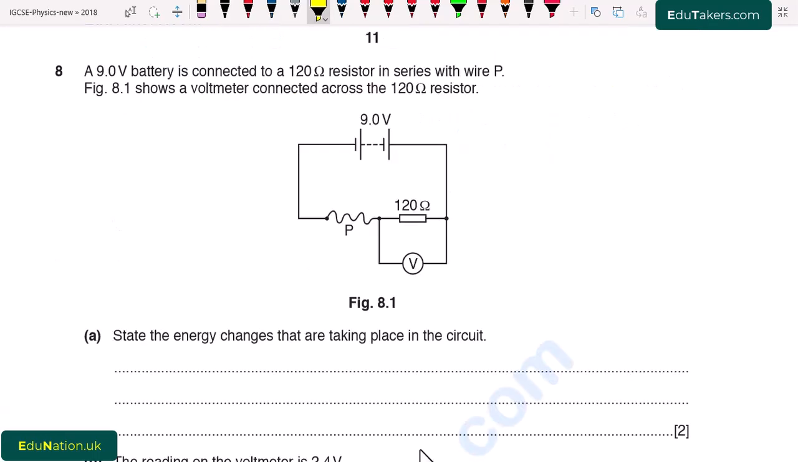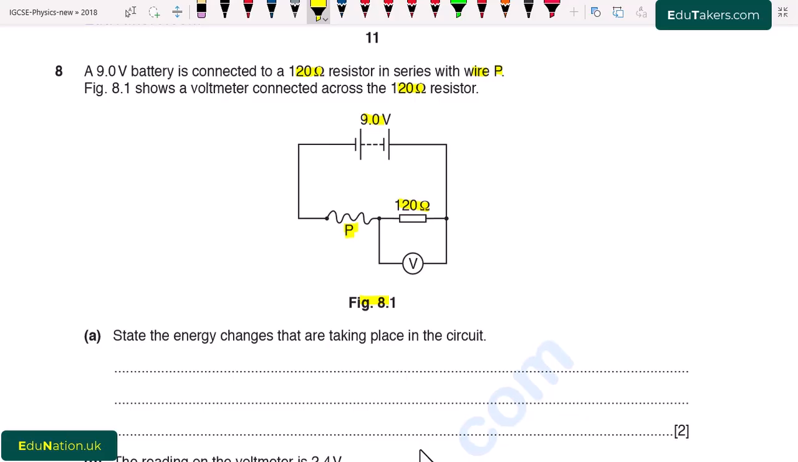Question number 8. A 9.0 volt battery is connected to a 120 ohm resistor in series with wire P. Figure 8.1 shows the voltmeter connected across the 120 ohm resistor. Here in figure 8.1 we can see a battery whose voltage is 9.0 volt, a wire P connected in this circuit, and a resistor whose resistance is 120 ohm. Across this resistor we have connected a voltmeter that is used to measure the potential difference.